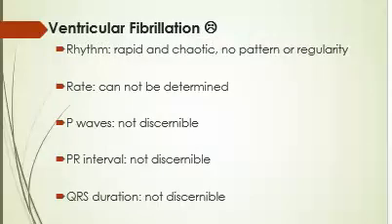Ventricular fibrillation. So basically what's going on here is we have chaotic, rapid electrical activity just all over the place. We don't know if it's regular or if it's not regular. There is no pattern to look at. You can't see a rate. There's no P's. There's no PR interval. There's not even a QRS.